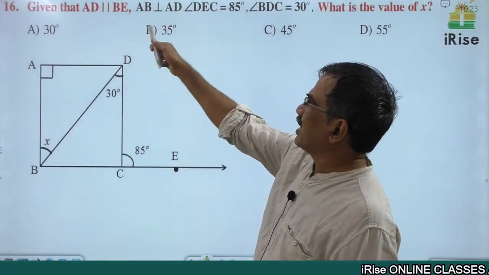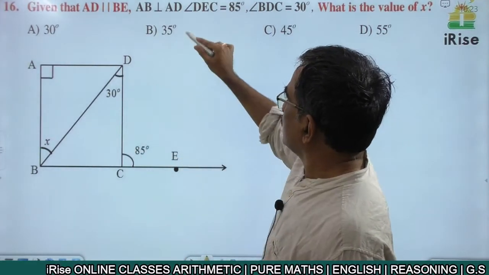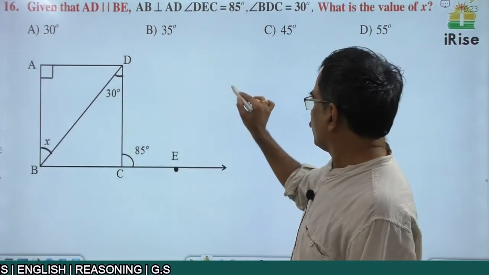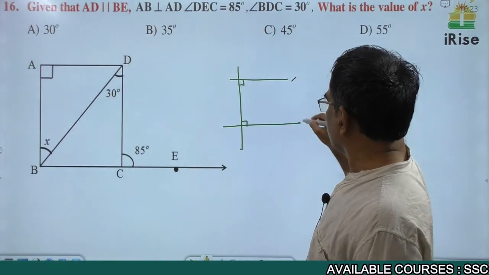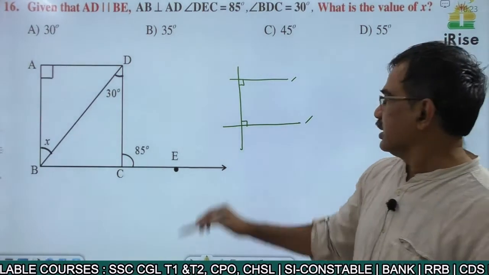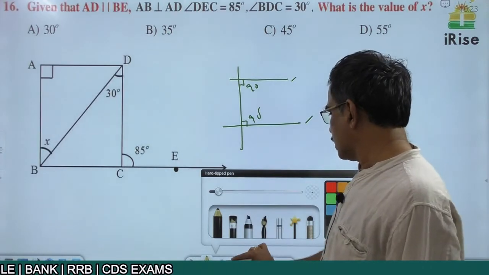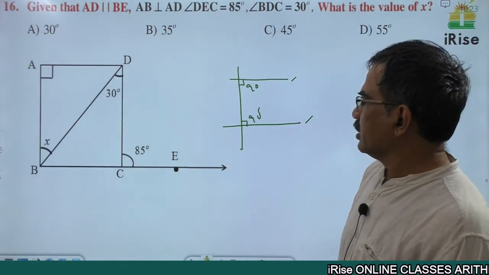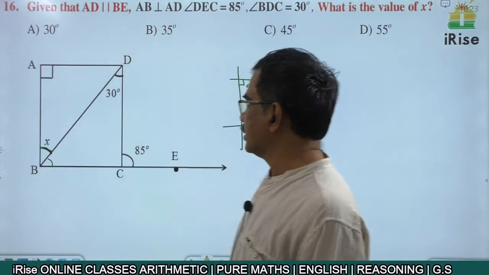Given that AD is parallel to BE, so this line is parallel to the BE line. AB is perpendicular to AD. If two lines are parallel and this is perpendicular, this is also perpendicular because these two are parallel. Sum of interior angles on the same side of the transversal is equal to 180. If this is 90, this is also 90 degrees. So sum of these two, this one and this one, is also 90.